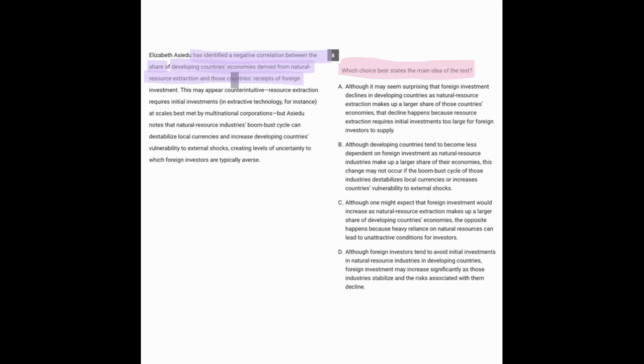those countries' receipts of foreign investment. Let's think about that for a second. There's a negative correlation. Negative correlation means that as one thing goes up, the other one goes down. And there's a negative correlation between the share of the economies derived from natural resources, so how much the economy is rooted in natural resources, and the receipt of foreign investment. So as natural resources become a bigger part of the share of the economy of that country, investment in that country actually goes down. So let's think about that for a second.